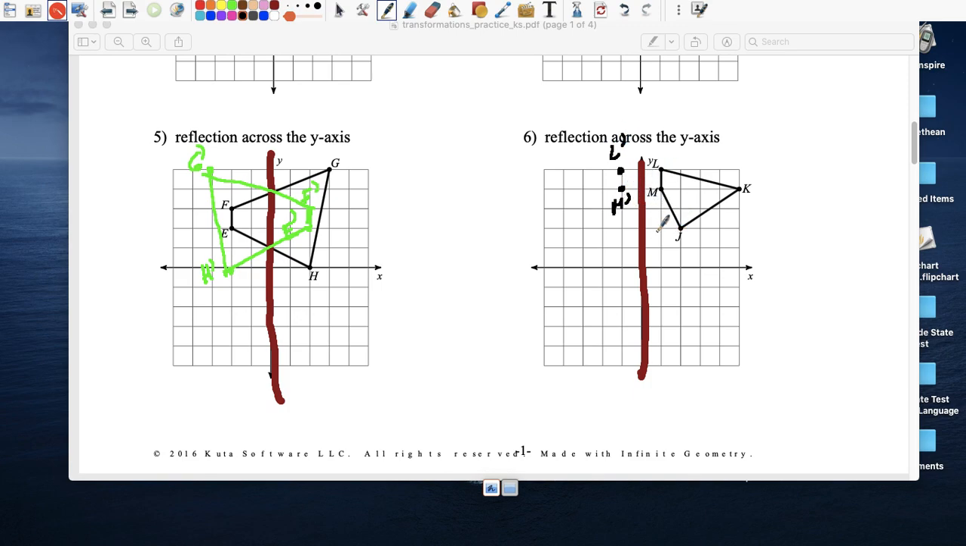Point J is going to be 1, 2 on the other side. Point K is 1, 2, 3, 4, 5, and it's going to be on the other side. 1, 2, 3, 4, 5. Here's point K. Connect, connect, connect, connect. Same shape, same size, just reflected on the other side.